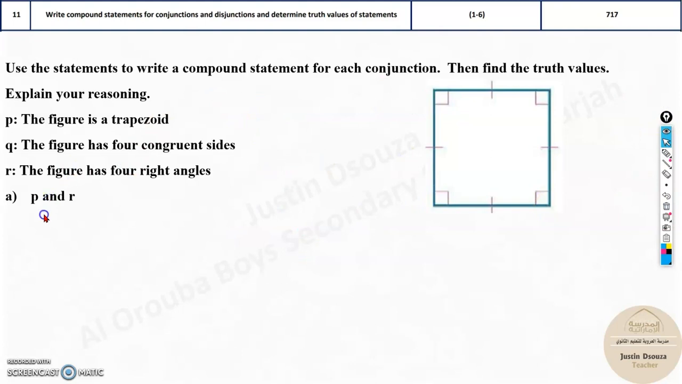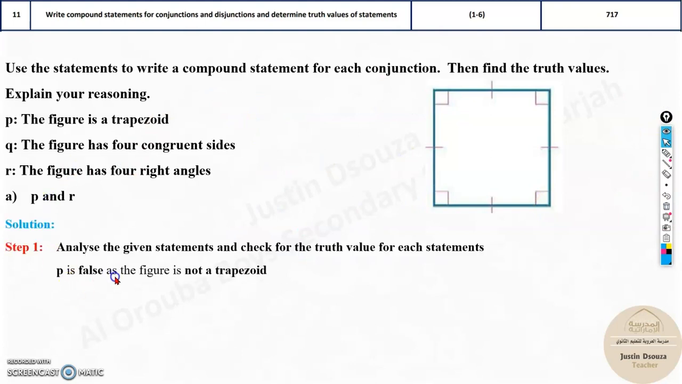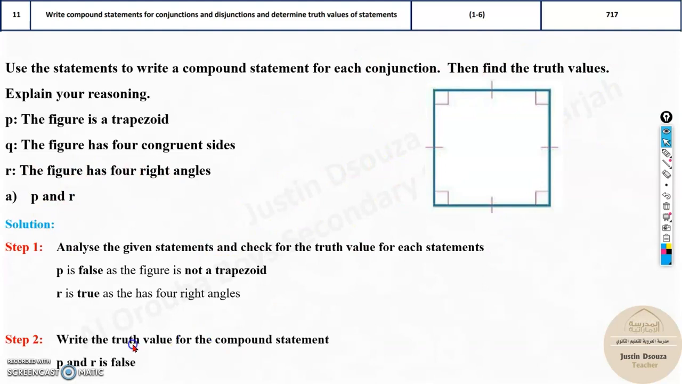So let us look at this. P, what is that statement? P is false because it is not a trapezoid. This is not a trapezoid, it's a square. And R is true because it has four right angles. So the compound statement over here, P and R, is false. Why? Because one is false, the entire compound statement is false.